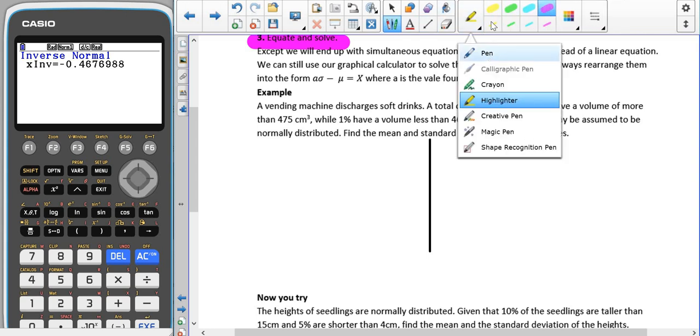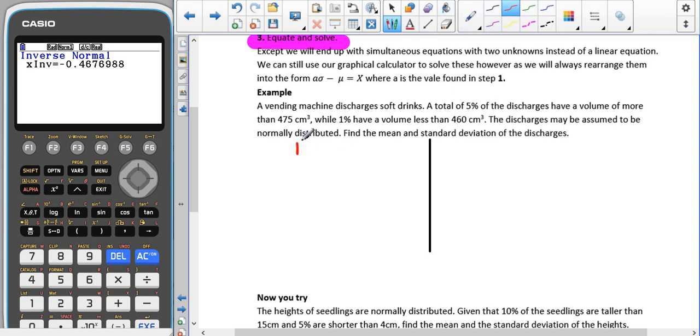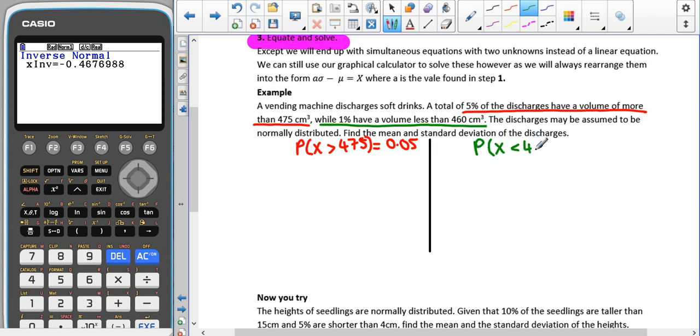So we can write that in terms of a probability. So the probability that X is more than 475 is 0.05. So that's writing this part here. 5% of discharges have a volume of more than 475 centimetres cubed. So now we're going to try and write the second bit in the same probability language. While 1% of the volume is less than 460 centimetres cubed. So the probability that X is less than 460 centimetres cubed is 0.01.